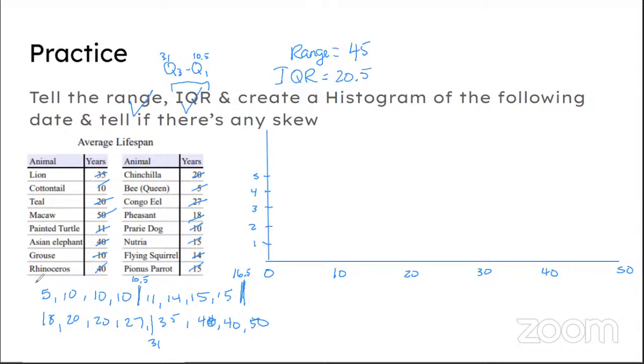So 0 to 10 is going to be 1. 10 to 20 is going to be a lot. Oh boy. 1, 2, 3, 4, 5, 6, 7, 8. 8. 20 to 30 is 2. 30 to... 20 to 30 is not 2. I forgot 27. I don't know how I missed that, but that should be 3. Then 30 to 40 is 1, and 40 to 50 is 3.